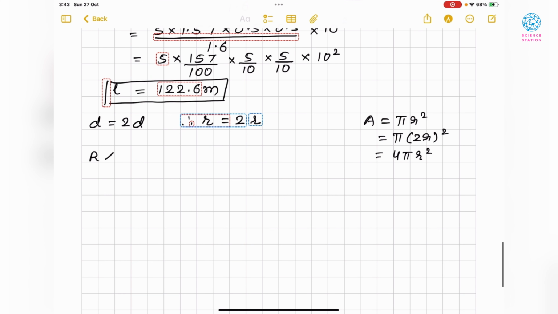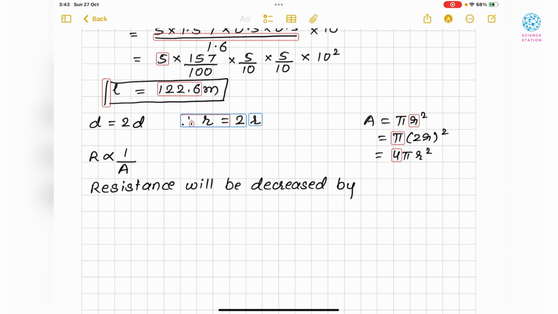So R is directly proportional to L upon A, or R is directly proportional to L and R is inversely proportional to A. But here I don't need L, so I am writing there 1 because I have to just check the R and A. So R is inversely proportional to A. So resistance will be decreased by 4 times, because 1 upon 4 means it will be decreased.